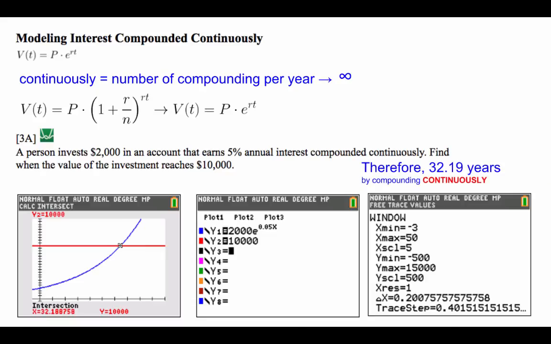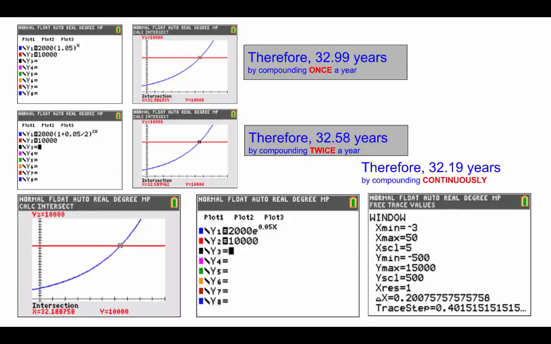32.19 years compounding continuously. Compared to the previous two results, I get once a year is 32.99, twice a year is 32.58, and by compounding continuously I get 32.19. So the more often you compound the interest, effectively speaking, you're paying more interest or getting more interest, right? And if you look at the back of your credit card, I believe it compounds daily. If you don't have a credit card, check out your parents.